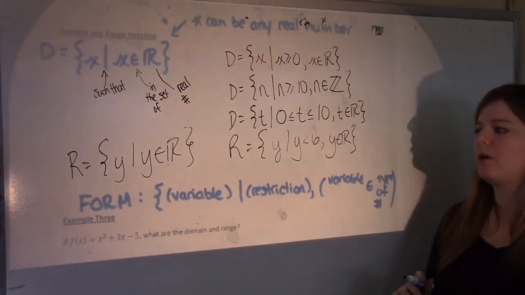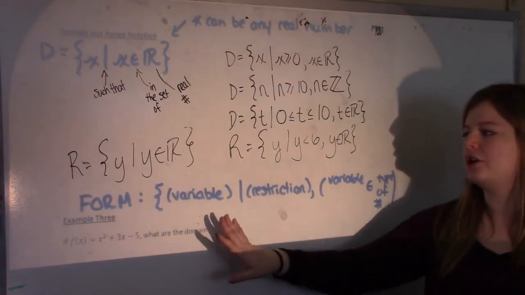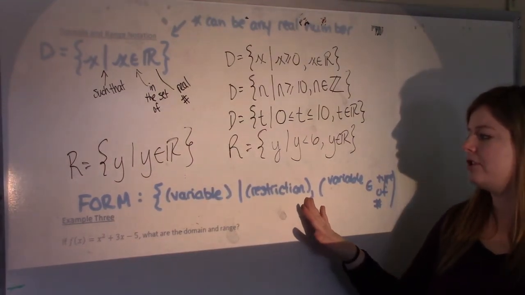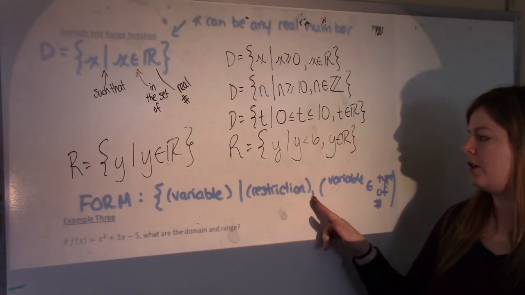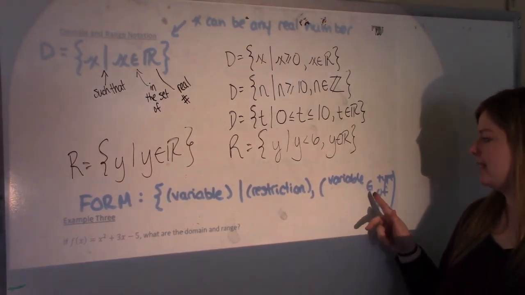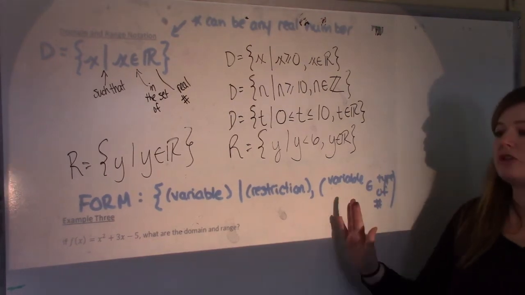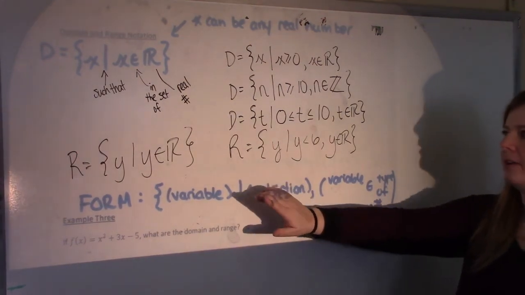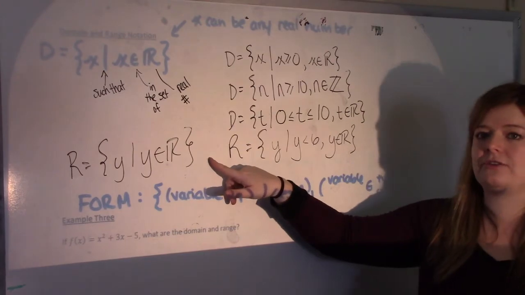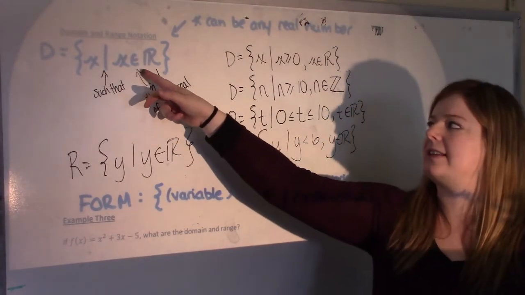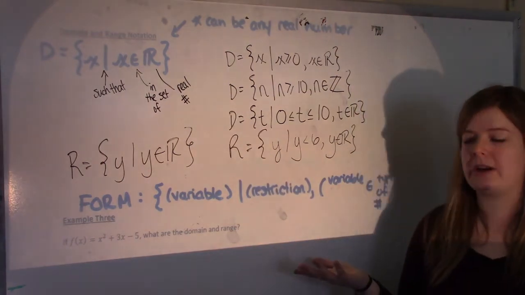So the generic form for this is, you start with your variable, such that then any restriction you might have, comma, your variable is in the set of, and then whatever type of number it is. So if there's no restriction, then you just don't have this part. Like these two examples don't have any restrictions, so you just go right to the second part where you say your variable is in the set of, and then whatever type of number you want it to be.